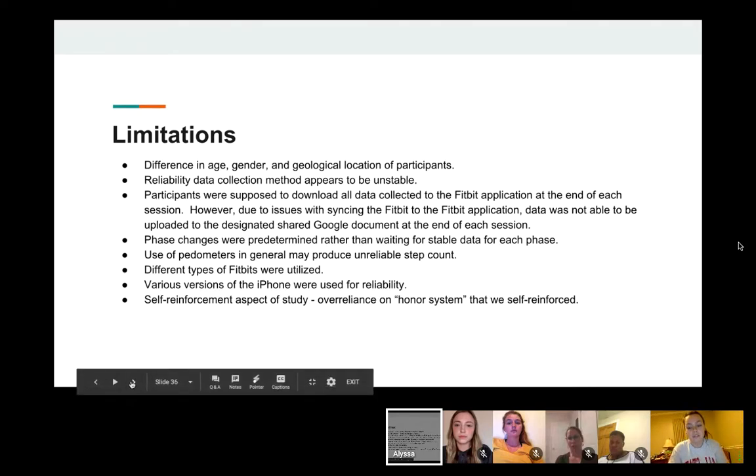And then the self-reinforcement aspect of the study, like we talked about, there was an over-reliance on the honor system that we self-reinforced. So like Caitlin and I said, it was difficult to self-reinforce, whereas if someone else was reinforcing us for that behavior, it would have been a little more reliable and valid.